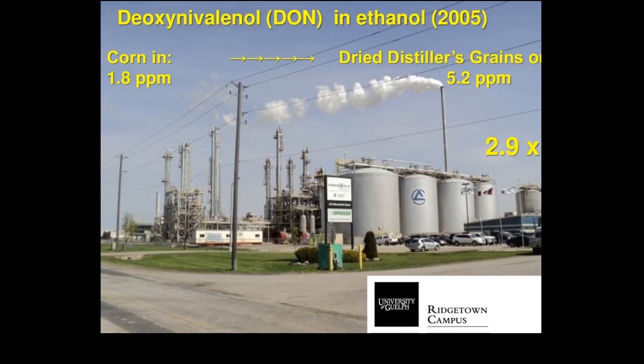So what this tells us is that the process doesn't affect the DON. DON is a very stable compound and survives cooking and heating and so on, and survives the fermentation process, and ends up being magnified in the distillers grains, which really affects the quality of that byproduct, which is important to the process and economics.